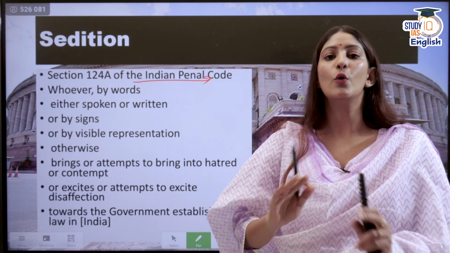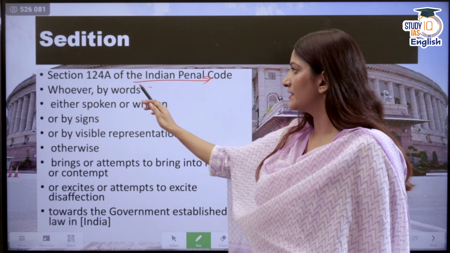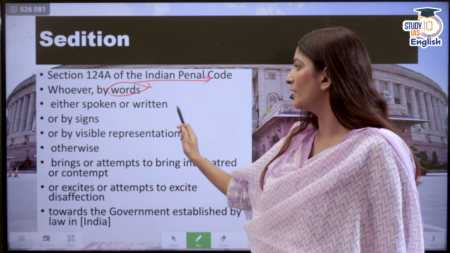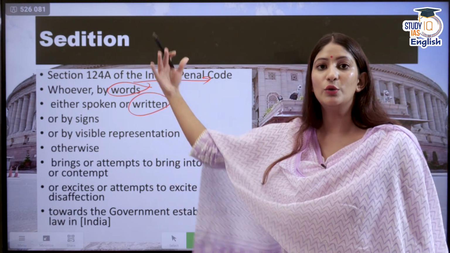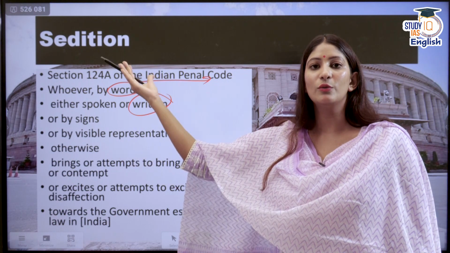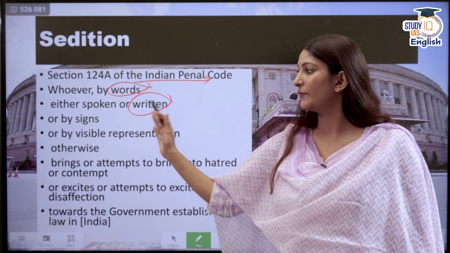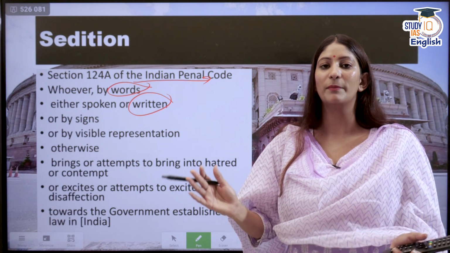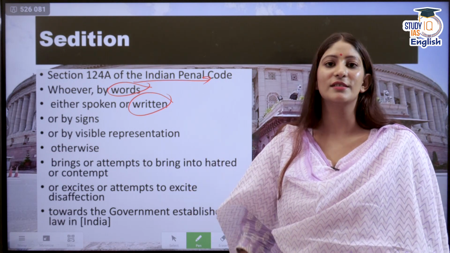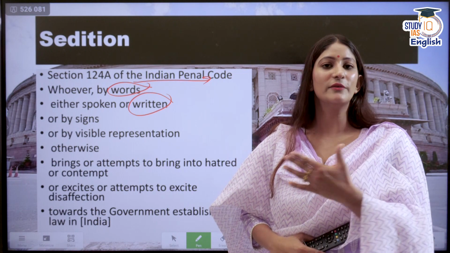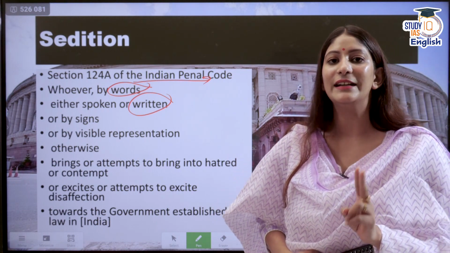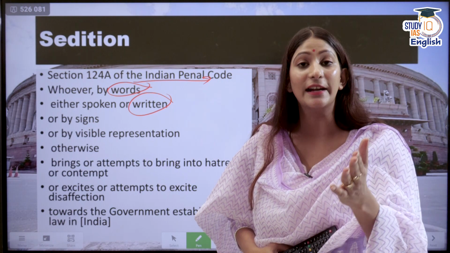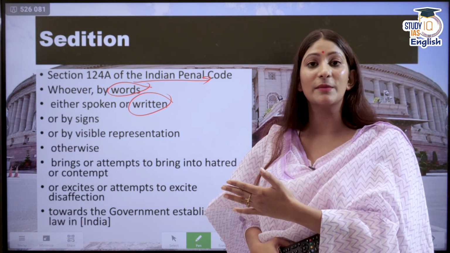It says whoever by words. These words can be either verbal, like I'm speaking, this is spoken, or written. Like if I tell you to raise arms, to shoot this particular minister, if it is written over here, but I'm not saying anything, but I'm recording the video and publishing it, then that is also sedition. Because why? First of all, the words are written. Secondly, I have the intent to shoot a particular minister. I am exciting you: shoot this particular minister.